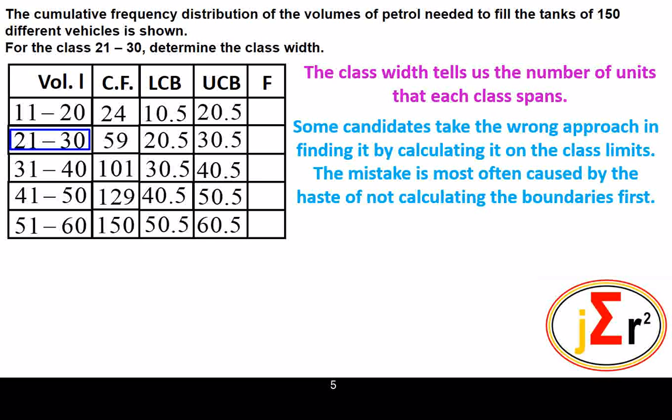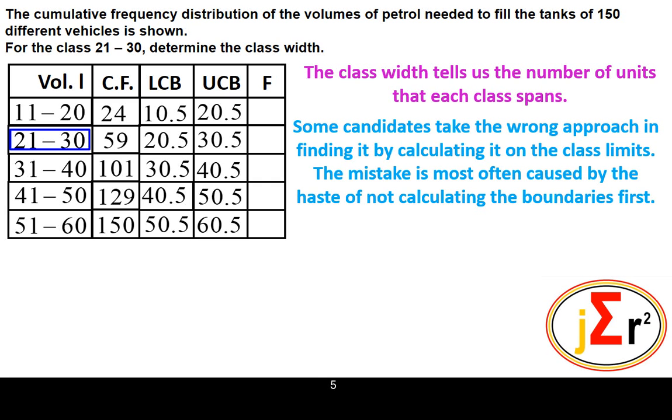The mistake is most often caused by the haste of not calculating the boundaries first. So when we are given the table with the limits, no boundaries, they ask us for the class width, we just use the limits, because that is the information that we have there. So we use the limits, and that would have been wrong.